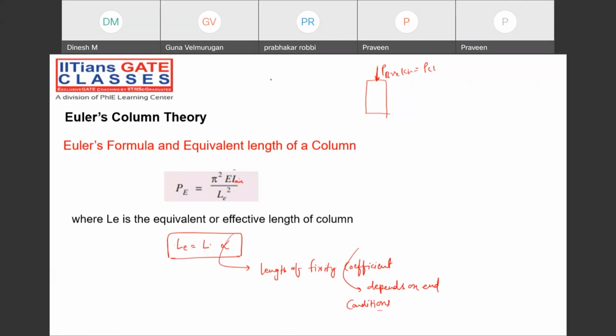I minimum is what? Suppose you are taking any column and the cross section of this column is rectangular. Then suppose you are applying the compressive load, then you will be calculating Ixx and Iyy. Among all, whatever the minimum is, that you are going to take in this formula. That's why we are adding pi square E I minimum divided by LE square. So this is called Euler's formula or equivalent length of a column.